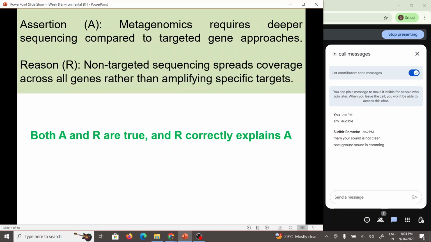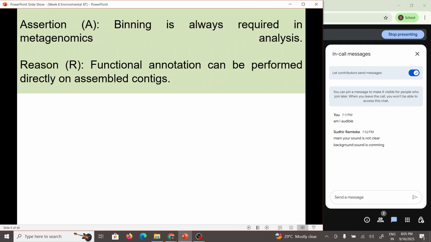So we need a whole coverage of all the genes that are present. Therefore, we go for deeper sequencing in case of metagenomics. So here both the assertion and reason are true, and the reason correctly explains the assertion.